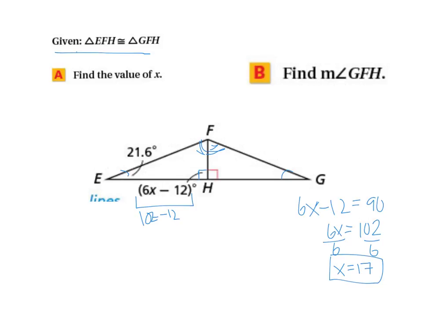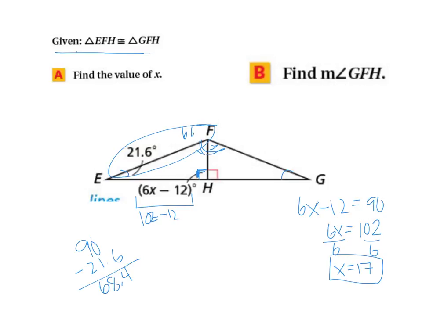Okay? So I know that that's 90, and I've got 21.6. Since there's a corollary about this, since it's a right triangle, we know one of the acute angles is 21.6. The other one will be complementary with that. They'll add to 90. So do 90 minus 21.6. And you would get 68.4.